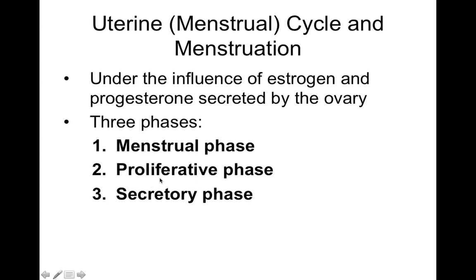Now, the proliferative phase begins after that, and the proliferative phase is really marked by a regrowth of the stratum functionalis. So that growth of the stratum functionalis is actually influenced by the estrogen that's being secreted by the newly developing follicles. So the primary and secondary follicles that are developing now, they're starting to release a little bit of estrogen.